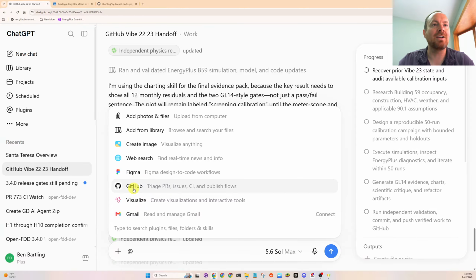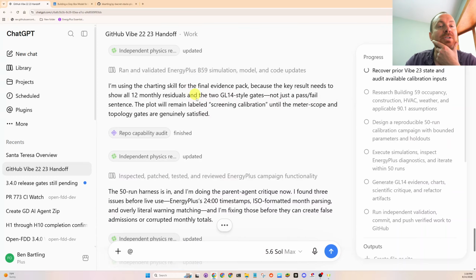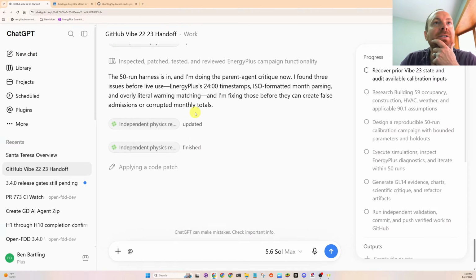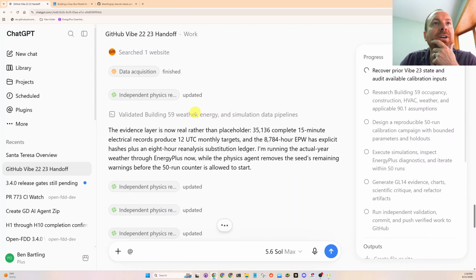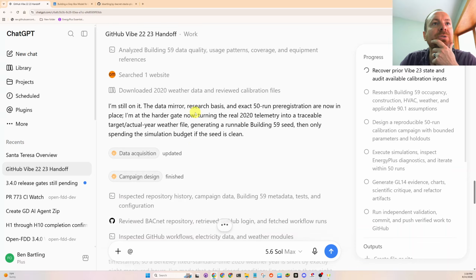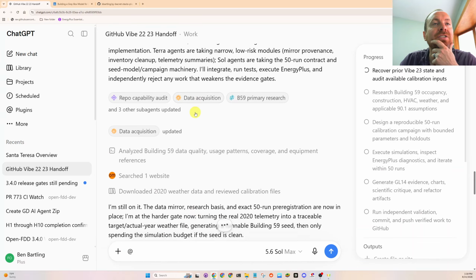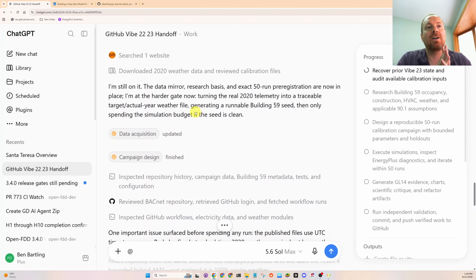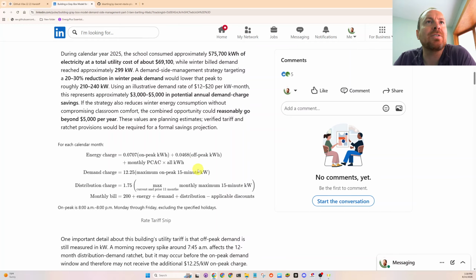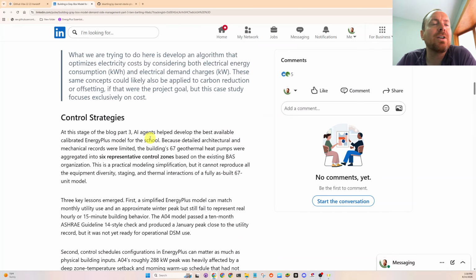GitHub plugin. I don't know how long this has been around, but this is cool. I can authenticate my GitHub with ChatGPT, and it forked the repo. For one thing, I'm still interested in playing around with grid search. Basically, the nuts and bolts of this is that grid search is kind of cool.